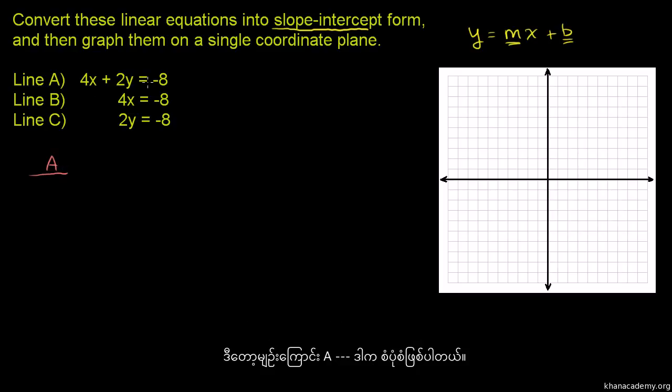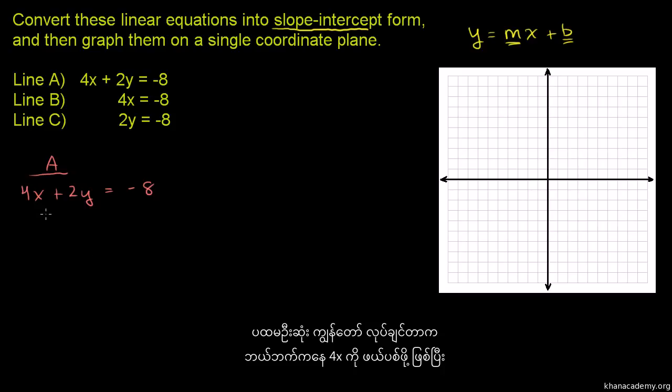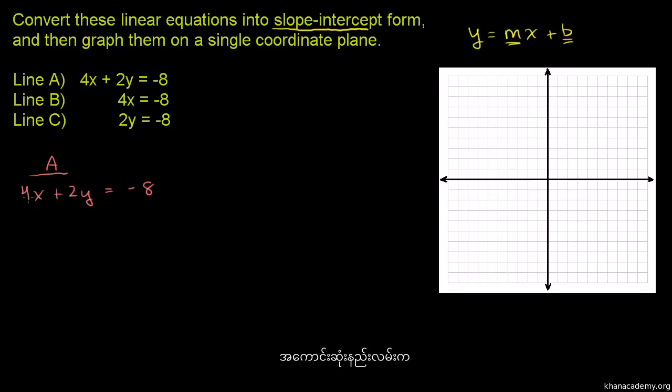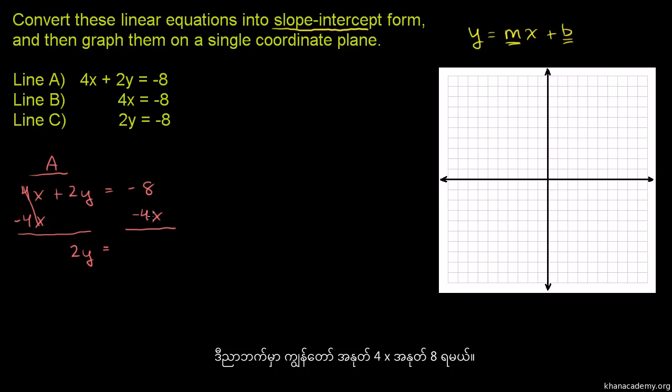So line A, it's in standard form right now. It's 4x plus 2y is equal to -8. The first thing I'd like to do is get rid of this 4x from the left-hand side. And the best way to do that is to subtract 4x from both sides of this equation. The left-hand side, these two 4x's cancel out, and I'm just left with 2y is equal to -4x minus 8, or -8 minus 4x, however you want to view it.